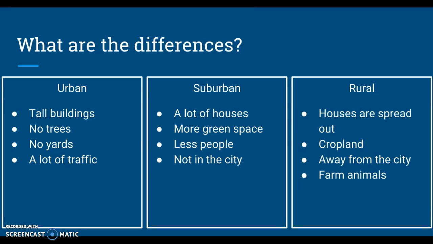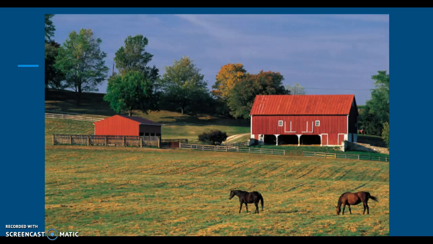Why can't farm animals be in urban communities? There is definitely not enough room in a city for farm animals. They don't have grass, they don't have area to run around in cities. Let's take a look at this picture. What do you see? I see horses, a lot of grass, a lot of trees, barns, okay? If we're thinking about suburban, urban, and rural, what type of community would this be? If you're thinking rural, you are right.